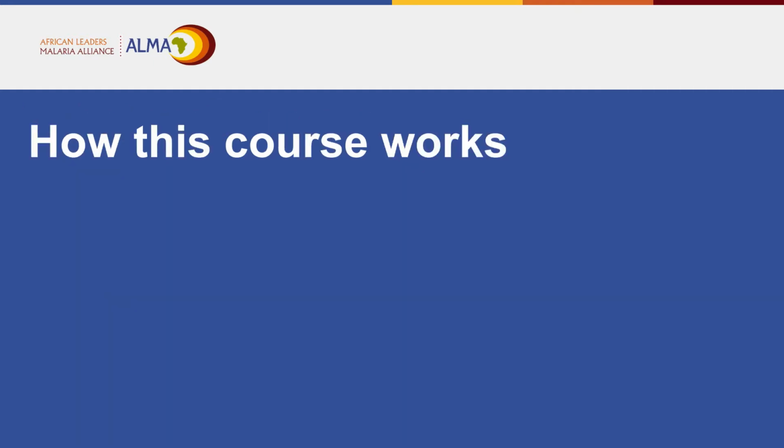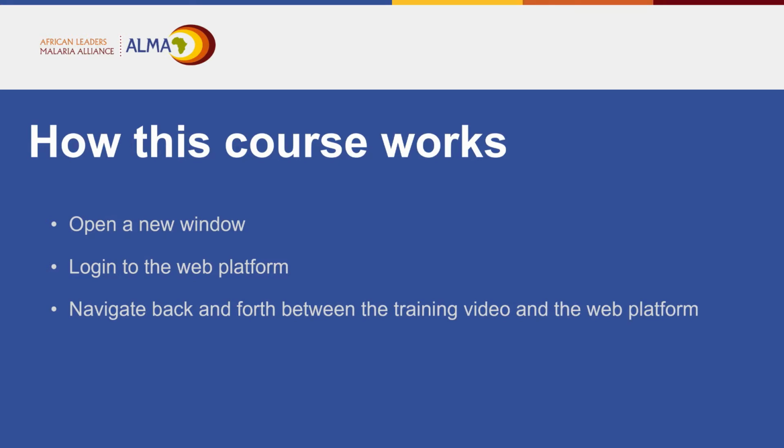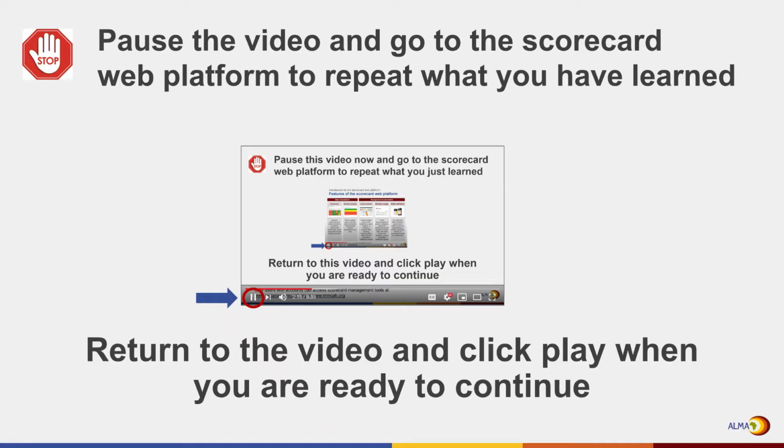How this course works. You will need to open a new window and log into the web platform. You will be navigating back and forth between the training video and the web platform. When you see this screen, pause the video and go to the Scorecard web platform to repeat what you have learned. Then return to the video and click play when you are ready to continue.